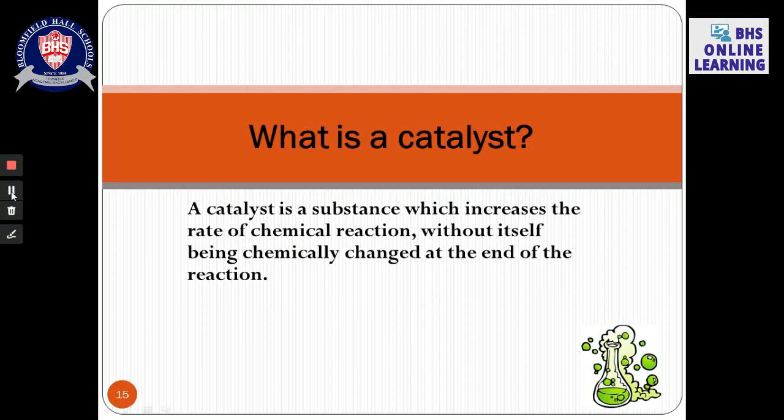The last factor is a catalyst. A catalyst is a substance which increases the rate of chemical reaction without itself being chemically changed at the end of the reaction. A catalyst speeds up a chemical reaction. Why does it speed up a chemical reaction? Because it lowers the activation energy. A catalyst lowers the activation energy and speeds up a chemical reaction.